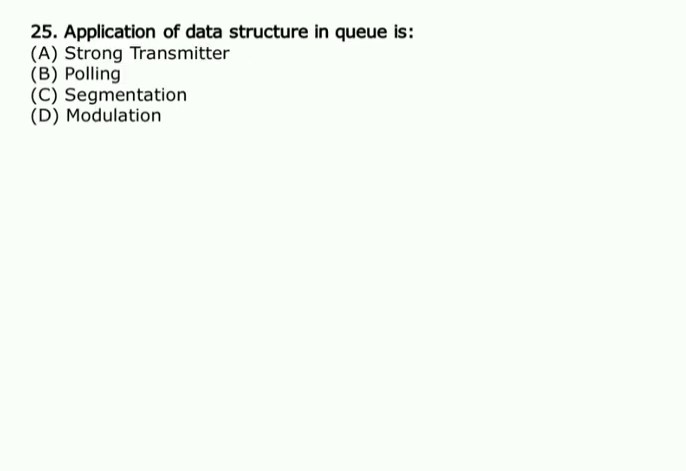Application of data structure queue is, so it is B, polling. So we use the queue in polling. A priority queue can be implemented using many of the data structures that we have. However, those data structures do not provide the most efficient operations. To make all the operations very efficient, we use a new data structure called heap. We can implement a priority queue using 2 queues.